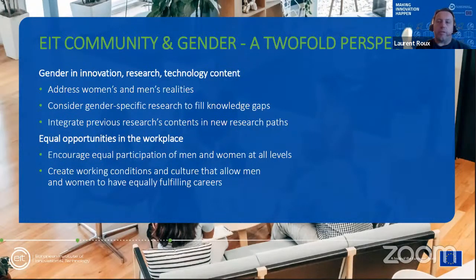It has been for many years, but we are working with our European Commission partners and also our KICs to really try to improve the situation in the gender participation of female entrepreneurs and innovators in activities, and for them to successfully develop and grow successful companies at the European level. So we are doing this twofold approach.